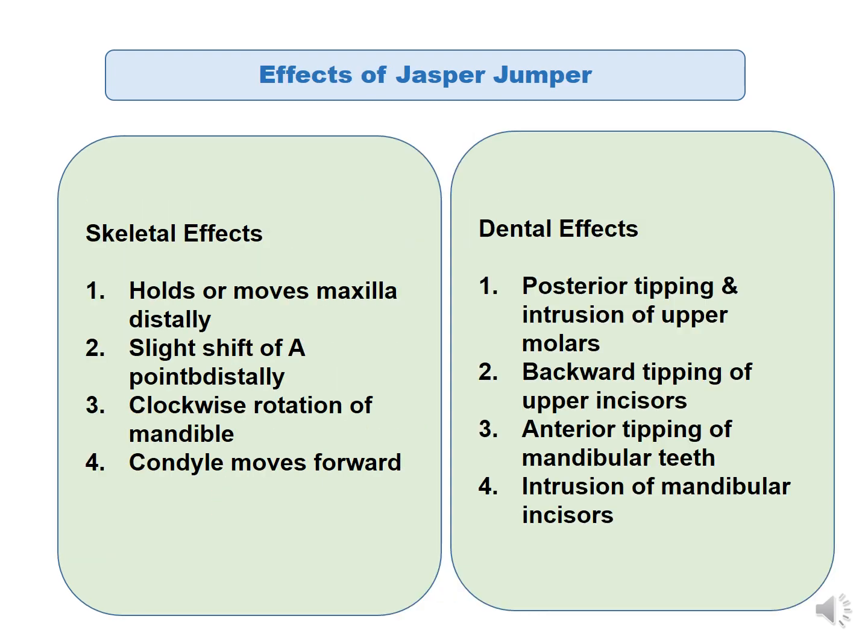Now what are the effects of the Jasper jumper? It has skeletal effects and dental effects. The skeletal effects are that the appliance holds or moves the maxilla distally. There may be a slight shift of the A point. There will be clockwise rotation of the mandible. The condyle moves forward, whereas the dental effects consist of posterior tipping and intrusion of the upper molars, backward tipping of the upper incisors, anterior tipping of the mandibular teeth, and intrusion of the mandibular incisors.